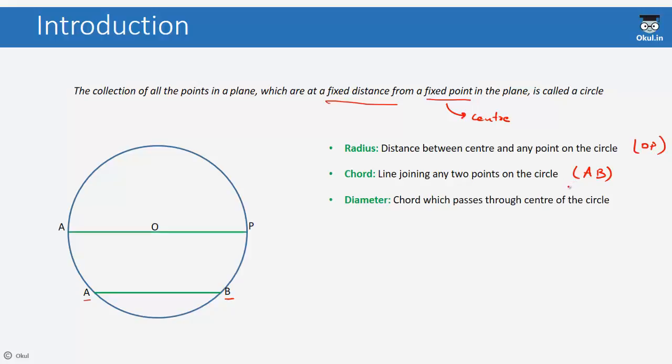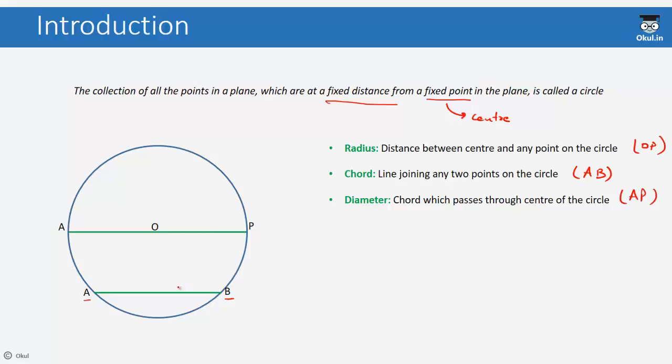Now diameter. The chord which passes through the center of the circle is called the diameter. So we have the center of the circle as O, and this chord AP is passing through the center. Therefore this chord can be termed as the diameter of the circle. So we can write that the diameter of the circle so found is AP.